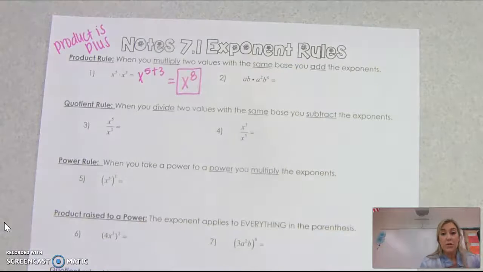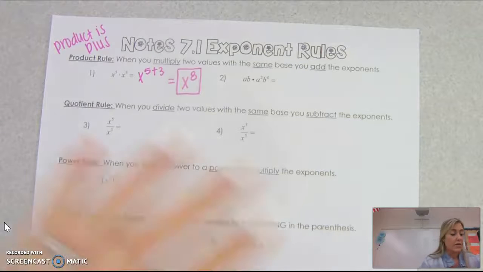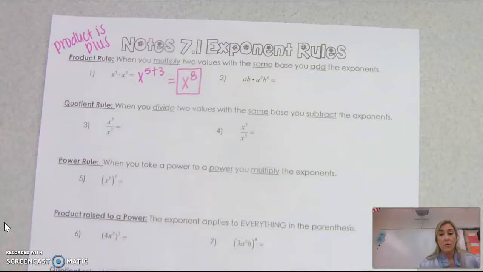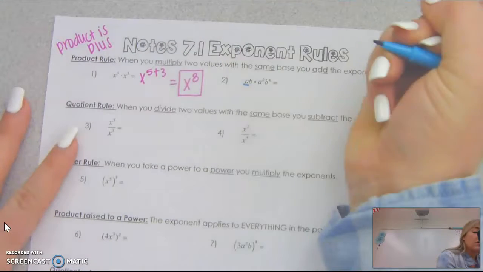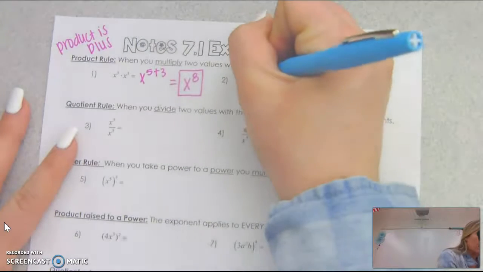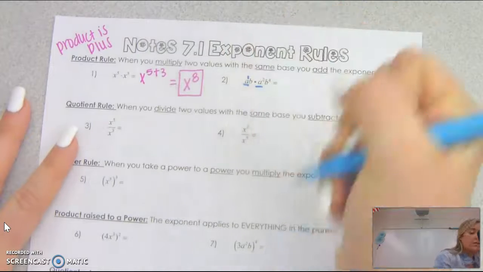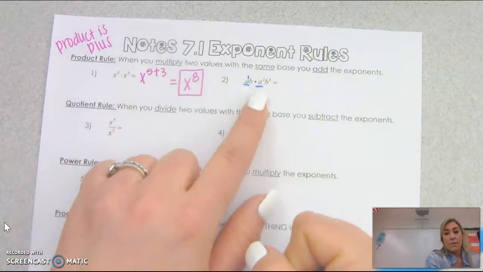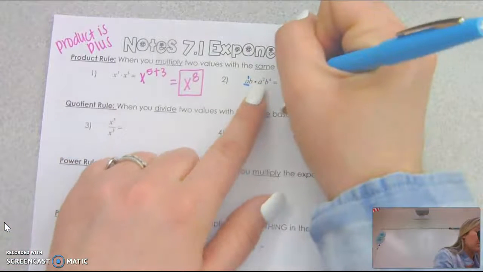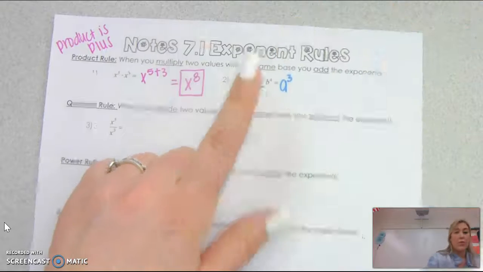If you look at number 2, it's kind of different. It looks a little crazy. So you just need to find your bases that are the same. I have an a here, and if there's no exponent, your exponent is a 1. And then I have an a here. Well, 1 plus 2 is 3, so I have a to the third power.